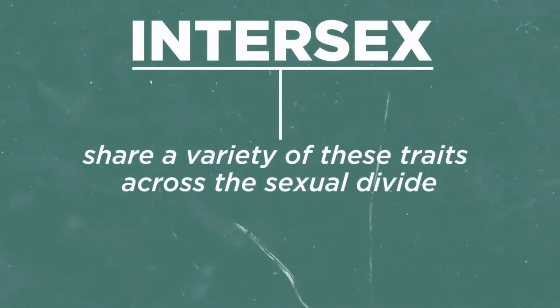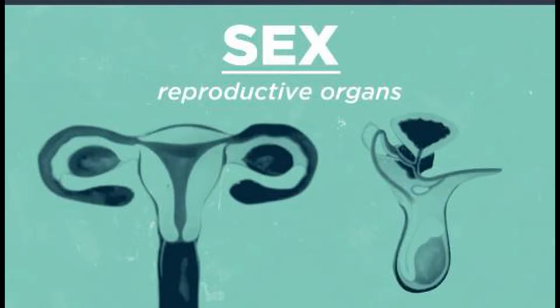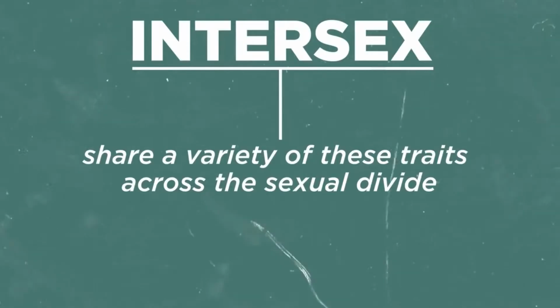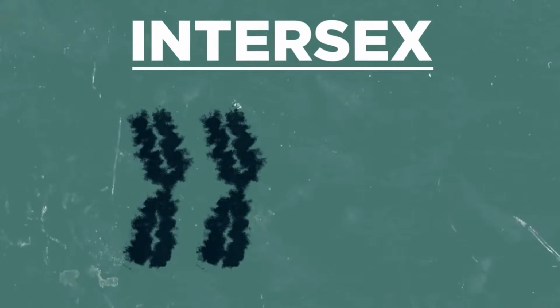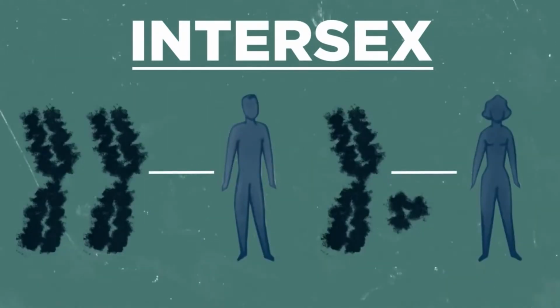For example, there are people who are intersex, meaning that they share a variety of these traits across the sexual divide. Can they produce eggs and sperm? People can have XX chromosomes associated with women, but present in most other ways as male, and vice versa.